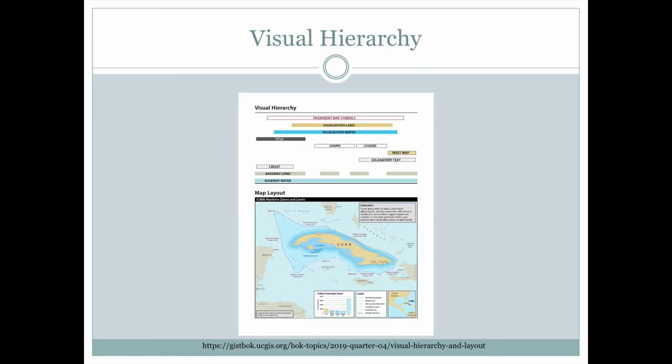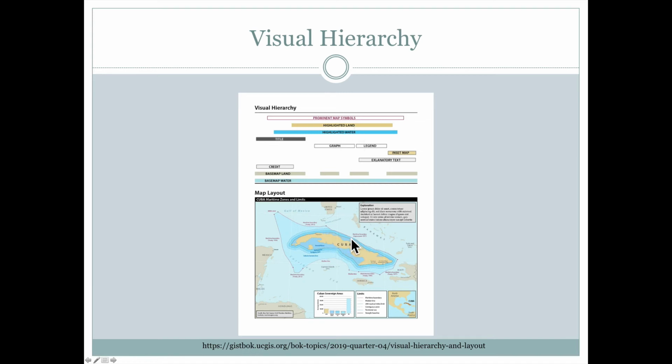So with visual hierarchy, one way to think about it is really like a hierarchy. Like you have your stuff at the bottom that you don't really want the reader, or the map user, to notice that much, and then you have the stuff right at the top where you want the attention to be drawn to. So in this example here of this map of Cuba, we can see that certain things are highlighted, such as where Cuba is.